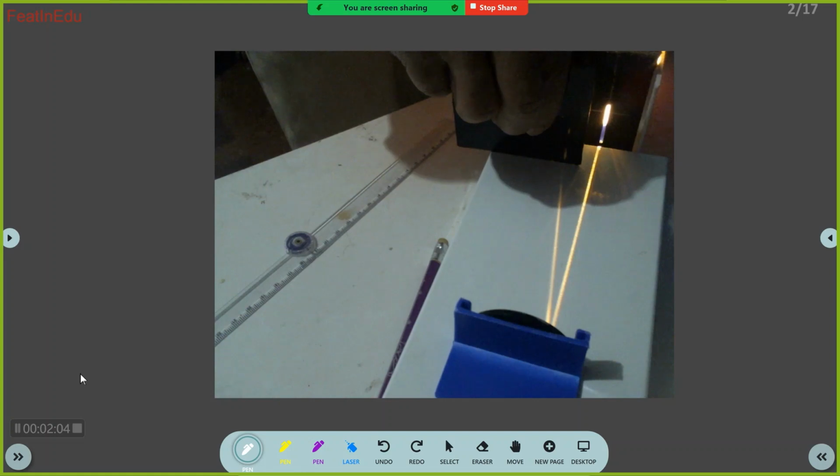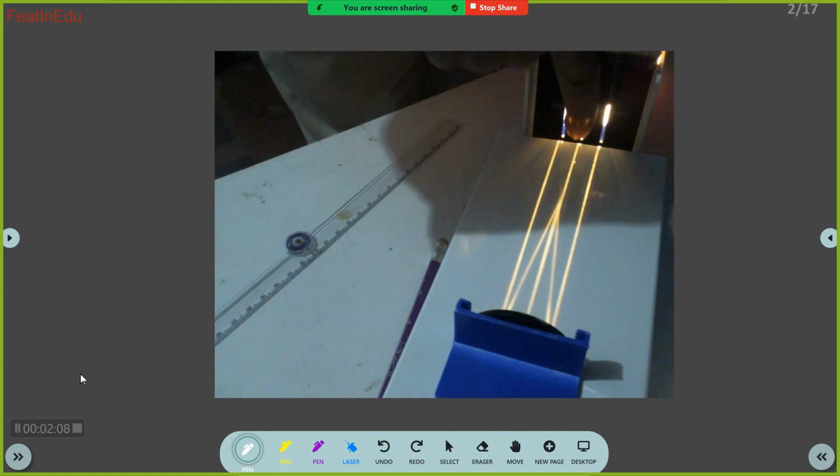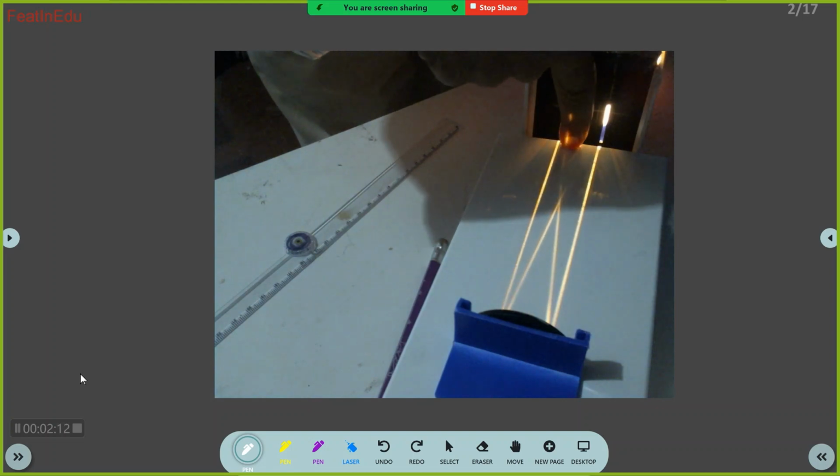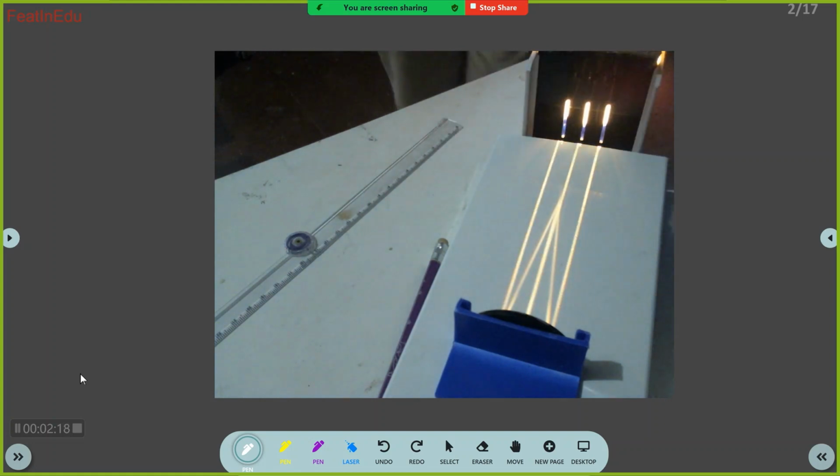Now, if you make one ray, see now, I am blocking even this ray. So you can see, the two rays which are parallel to the principal axis after reflection are meeting at a point. You want to know something more about it? You are most welcome to come and conduct the experiment here.